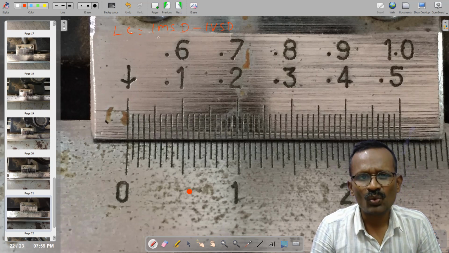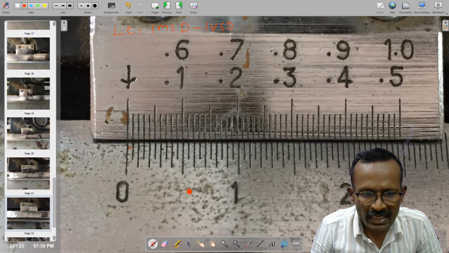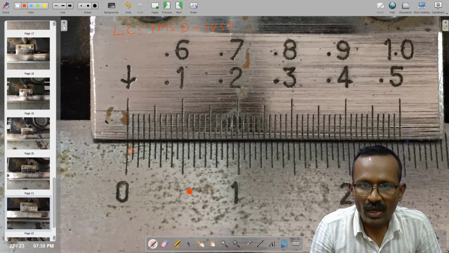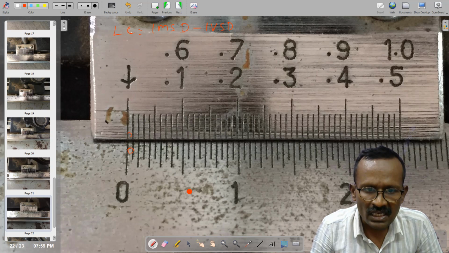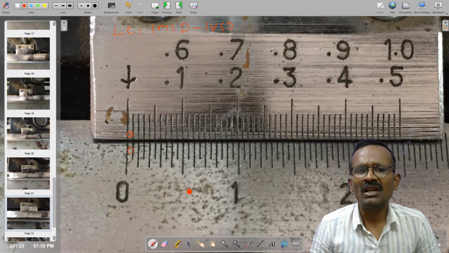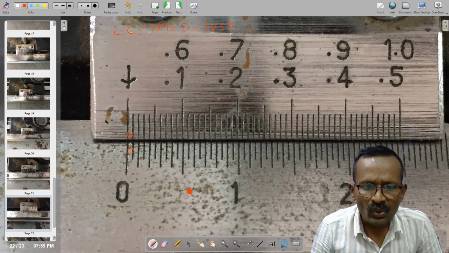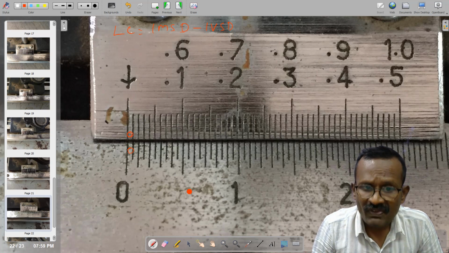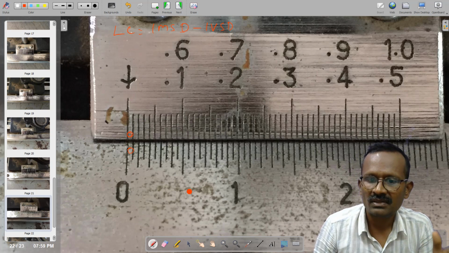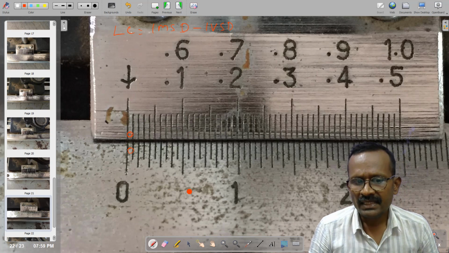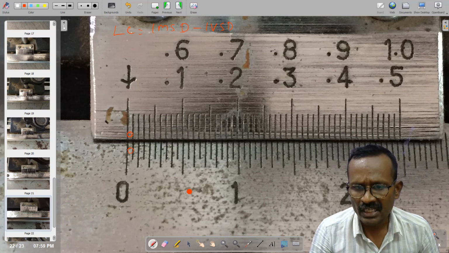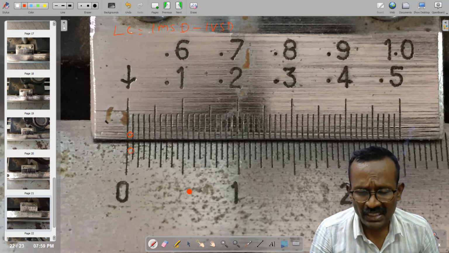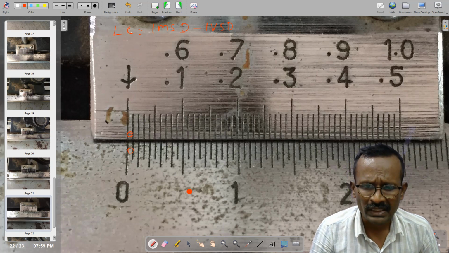This is the one main scale division. This is the one vernier scale division. For the least count, you have to subtract this value from this value. This is a scale: 0 centimeter, 1 centimeter. The 1 centimeter has been divided into 20 divisions. See, there are 20 divisions.